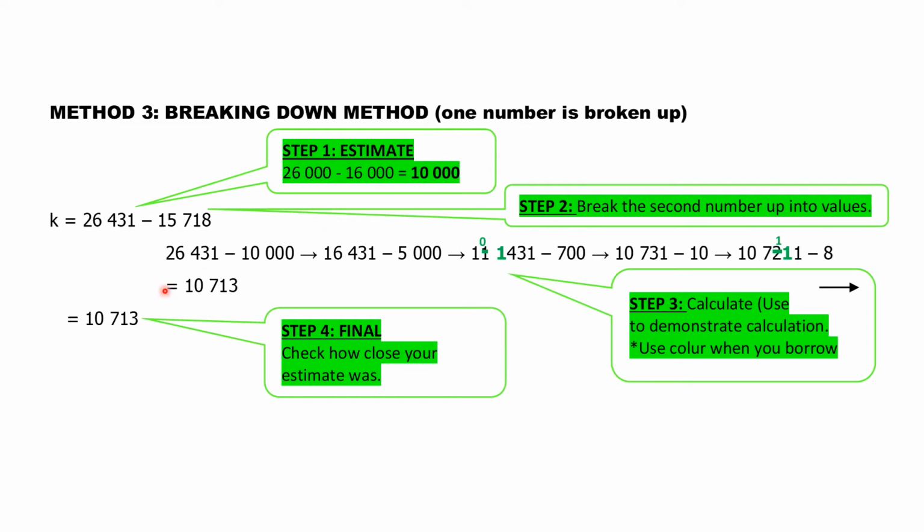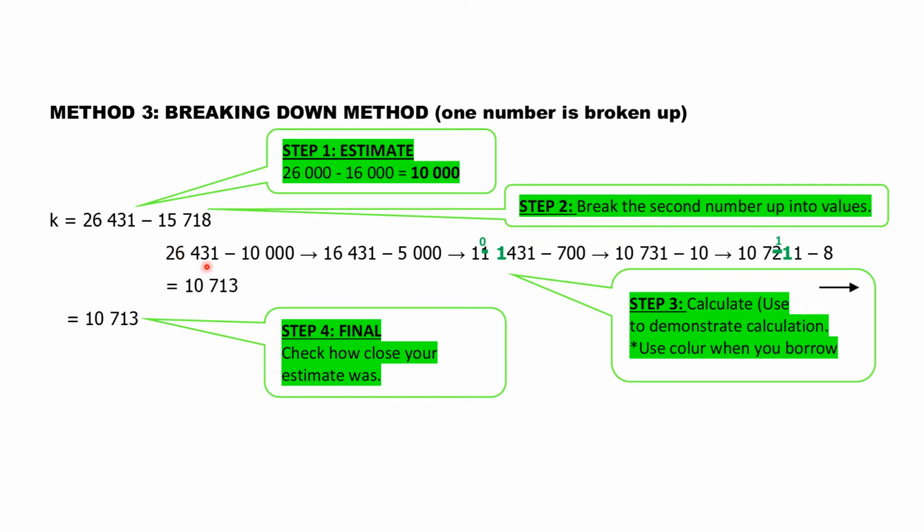Step 2 would be to first write down the first number, so 26,431. And then it is important to know that we break up the second number into its values. So we say minus 10,000. Take note, we use arrows in this method to indicate the next step, not equal signs. We will only use the equal sign at the end. So there's your 10,000. There's your 5,000 broken up on the second value, 700, 10, and your 8, which obviously comes from this number over here, the second number.